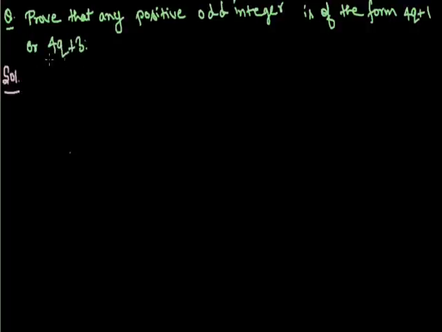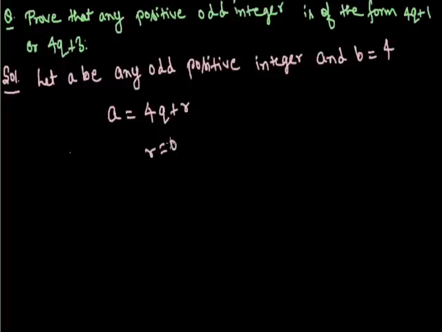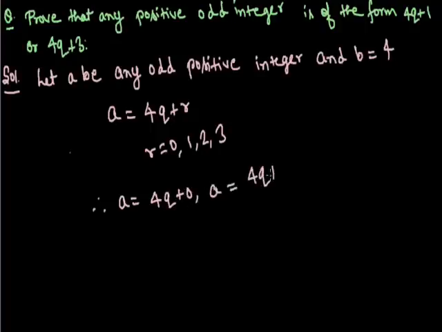Now solution: let a be any odd positive integer and b equal to 4. So a will be equal to 4q plus r by Euclid division lemma, but r equal to 0, 1, 2, 3. Therefore a equal to 4q plus 0, a equal to 4q plus 1, a equal to 4q plus 2, and a equal to 4q plus 3.